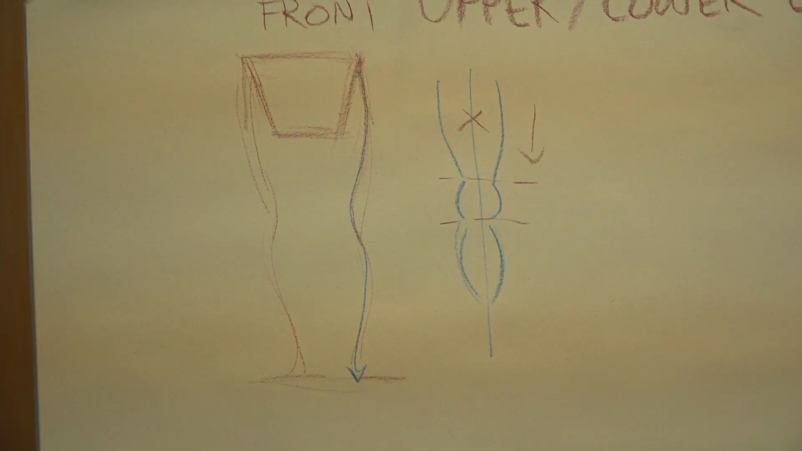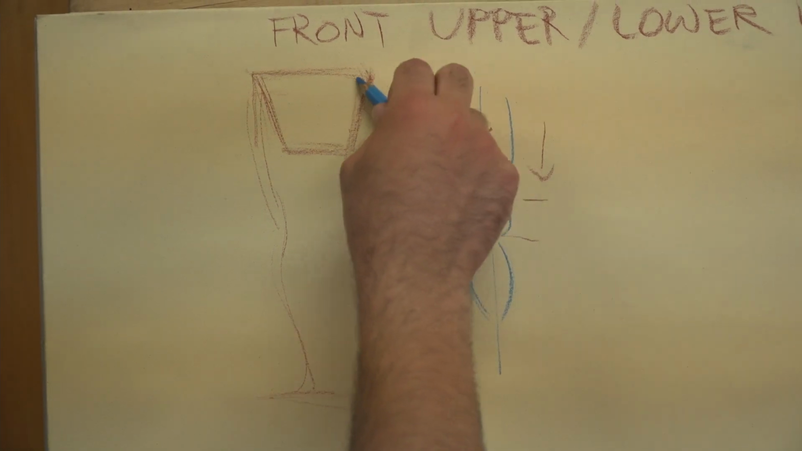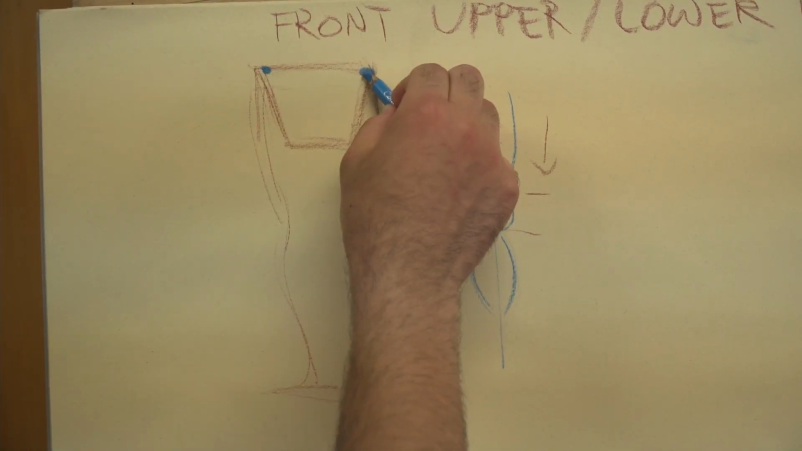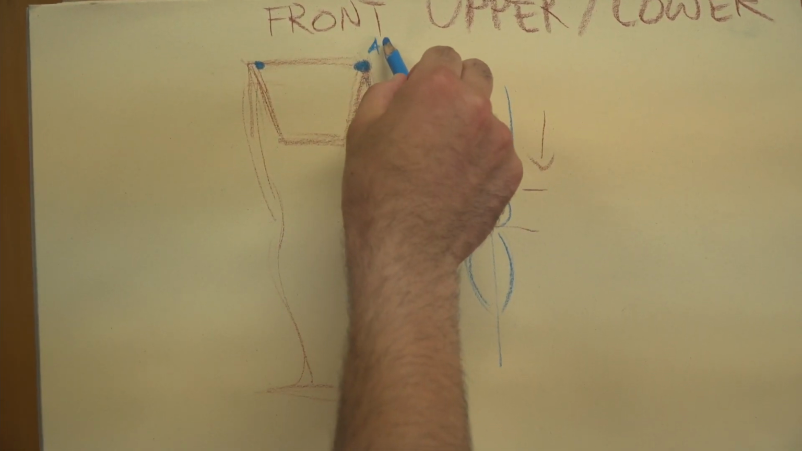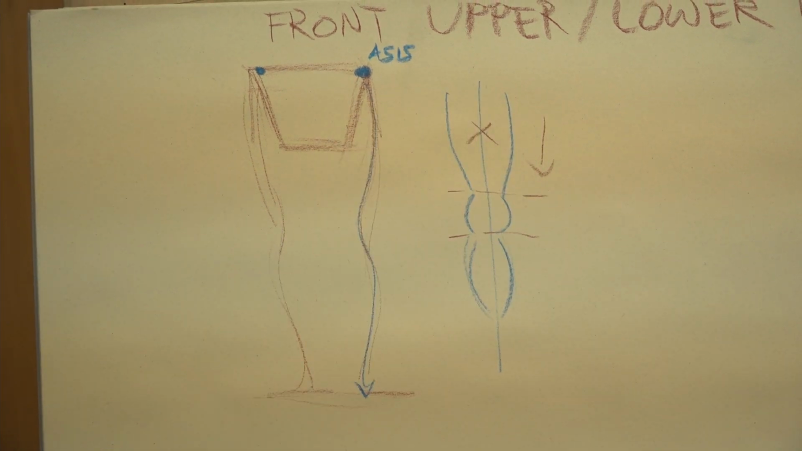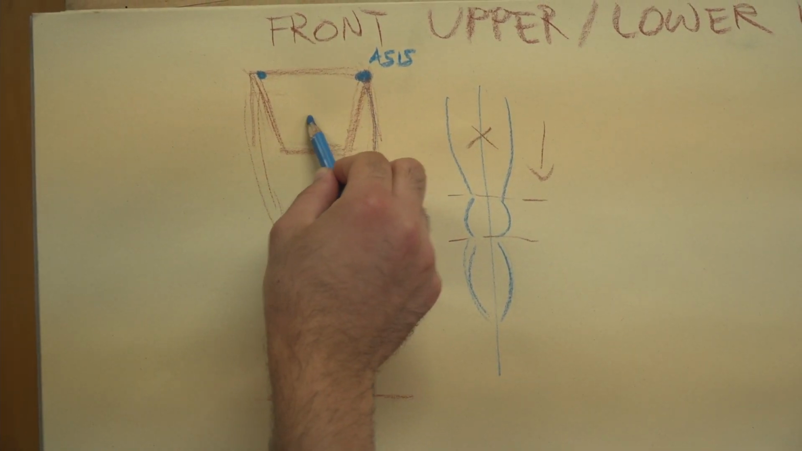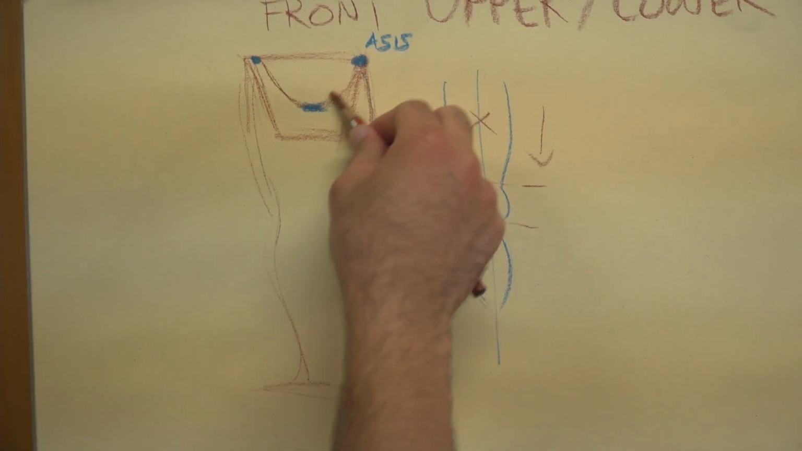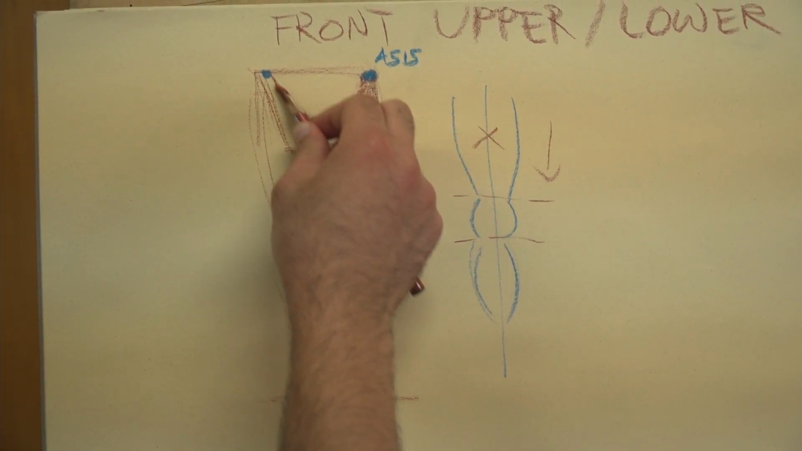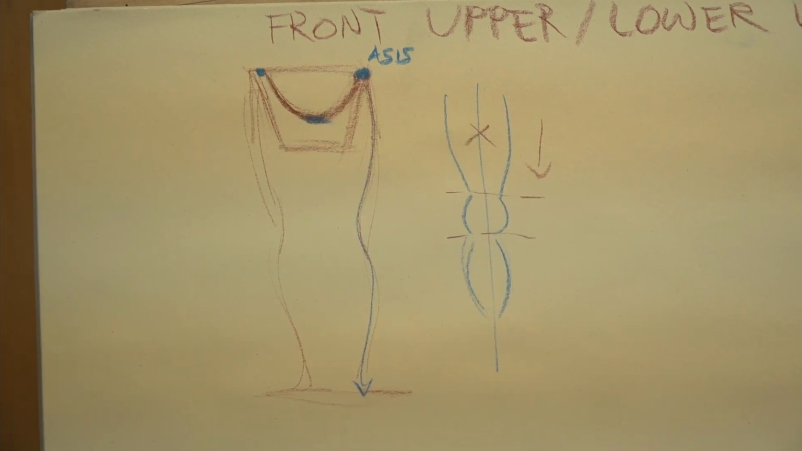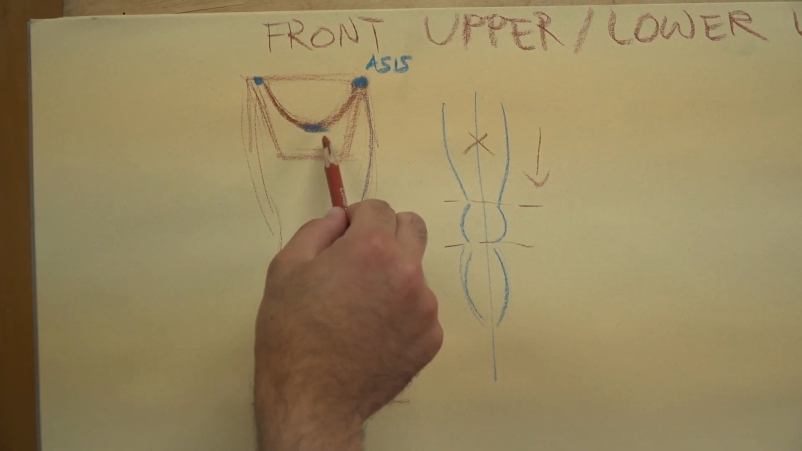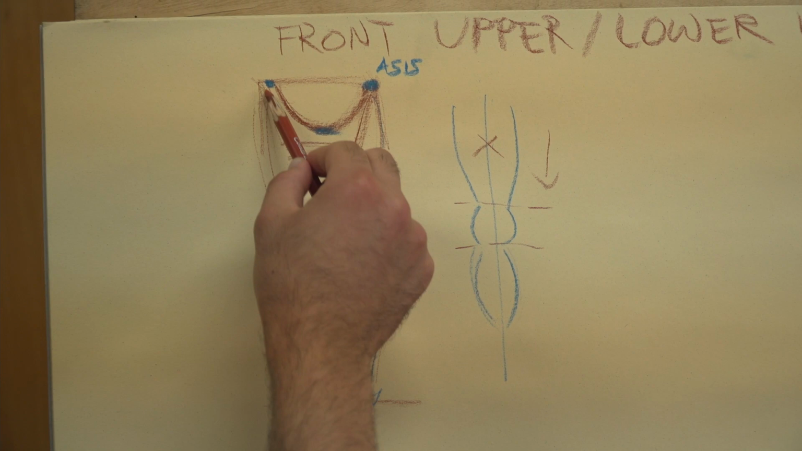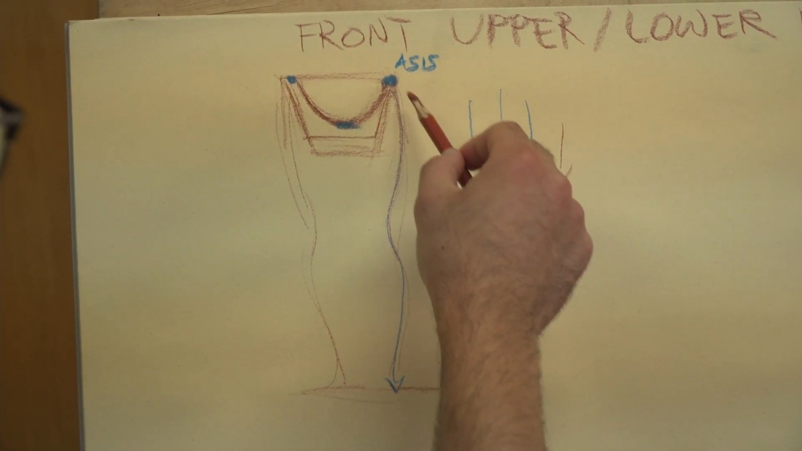So if you remember in landmarks, we have these two important points: anterior superior iliac spine and then pubic bone right here. So now I just create this arch here, and then I will add other forms for upper leg.